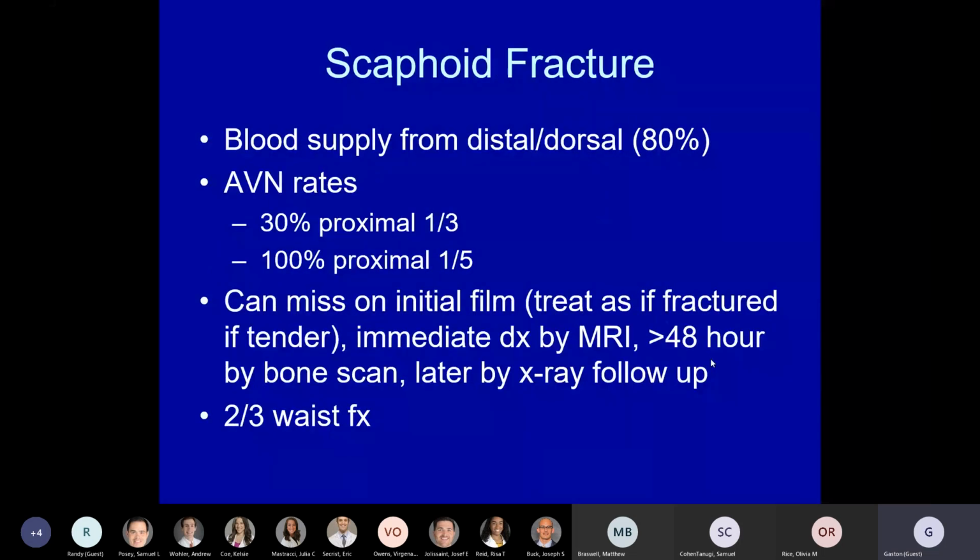Scaphoid fracture questions. Remember, the blood supply comes in from distal to proximal, which makes it vulnerable to AVN. AVN, proximal fifth of the scaphoid, they're almost 100%. Proximal third, almost 30%. Remember, for scaphoid fracture, someone comes in with tenderness in the anatomic snuffbox and normal x-rays, the answer is going to be one of two things. Either splint them and follow up in 2 weeks for repeat radiographs, or an MRI early if you need early detection. They've asked both those in the past. Two thirds of these are waist fractures. Surgical indications.